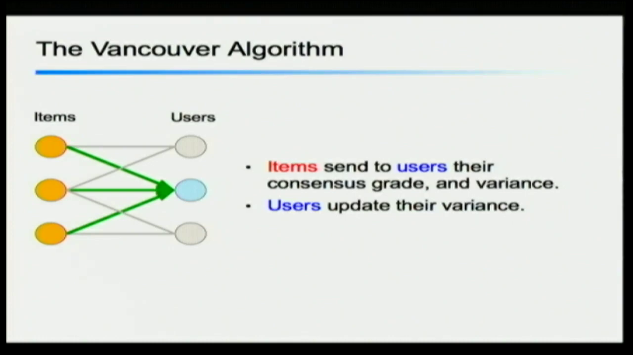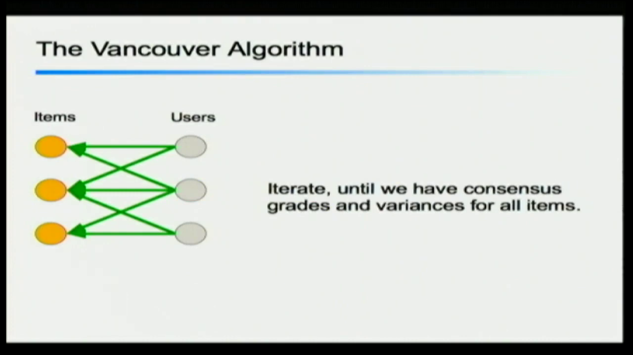Now that you have the variance of the users, so the next step in the opposite direction, you can send to the items not only the grade, but also the variance of the user, okay? And so you do a few back and forths. It turns out that if you do too many back and forths, it's a bad idea.